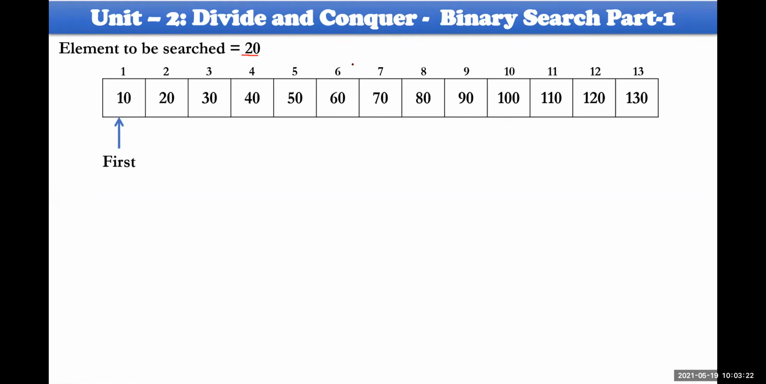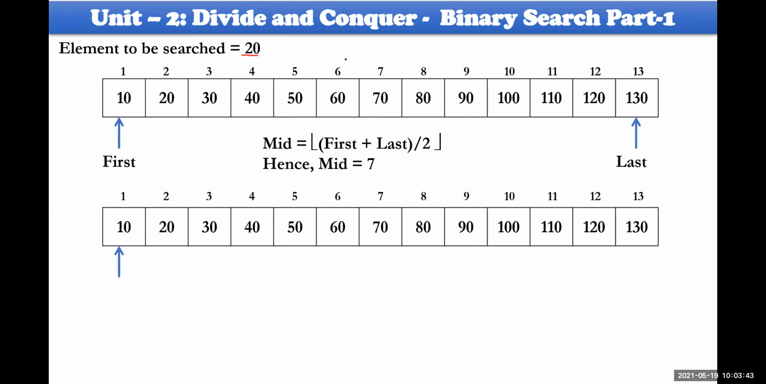So first is A of 1, and the last one is A of 13, that is the element. Then first, the mid value must be identified as far as binary search is considered. So the mid value will be equal to 7. So mid could be identified with A of 7, or list of elements of 7 here. It was seen in the previous class.